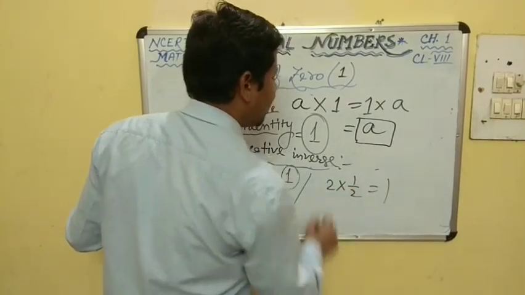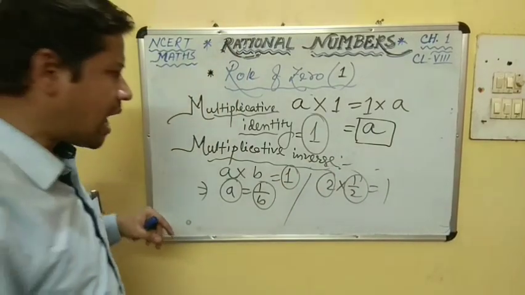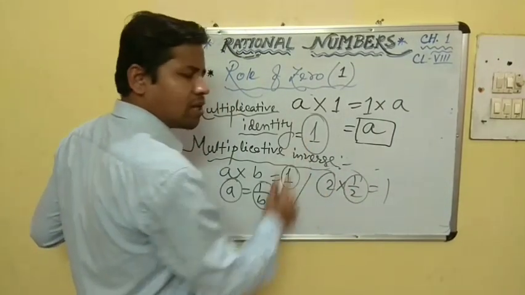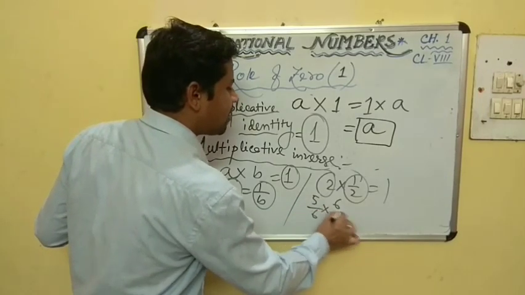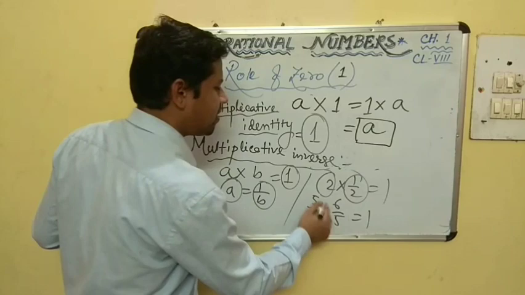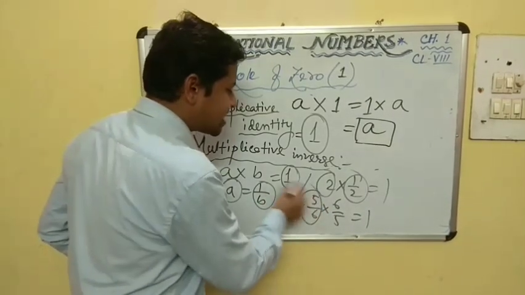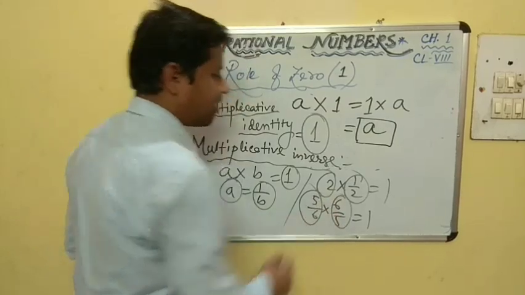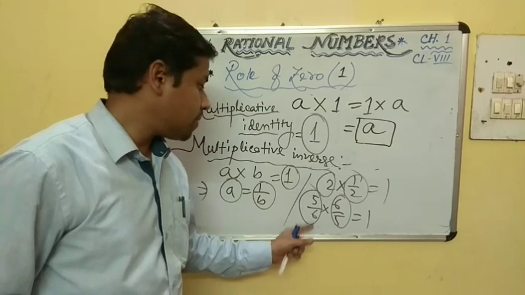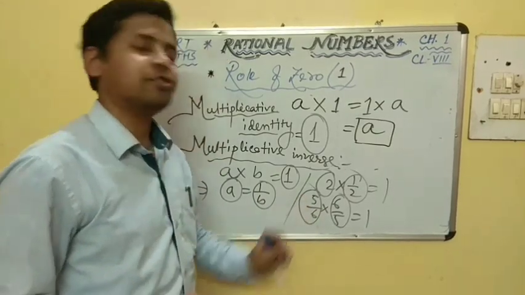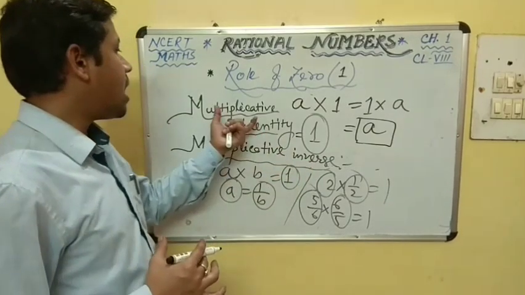is equal to 1. That is, 2 is the multiplicative inverse of 1 by 2, and 1 by 2 is the multiplicative inverse of 2. Similarly, 5 by 6 into 6 by 5 is equal to 1, because 5 and 6 will be cancelled out. That means 5 by 6 is the multiplicative inverse of 6 by 5, and 6 by 5 is also the multiplicative inverse of 5 by 6. So here are the multiplicative inverse and multiplicative identity.